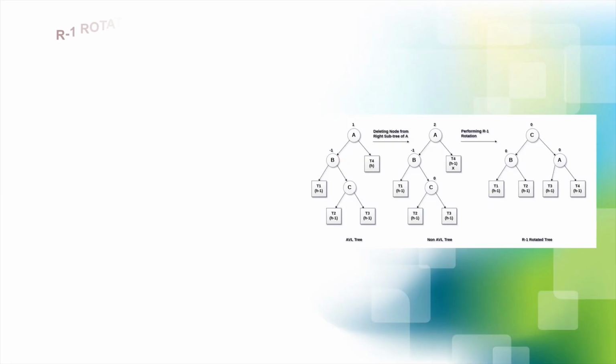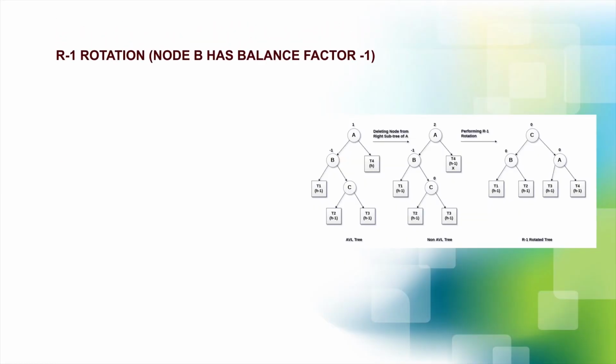Now, we go for the last operation, called R minus 1 rotation. Here the node B has balancing factor minus 1. R minus 1 rotation is to be performed if the node B has balance factor minus 1.